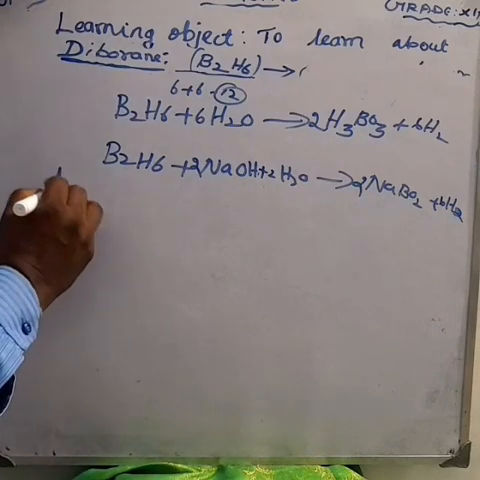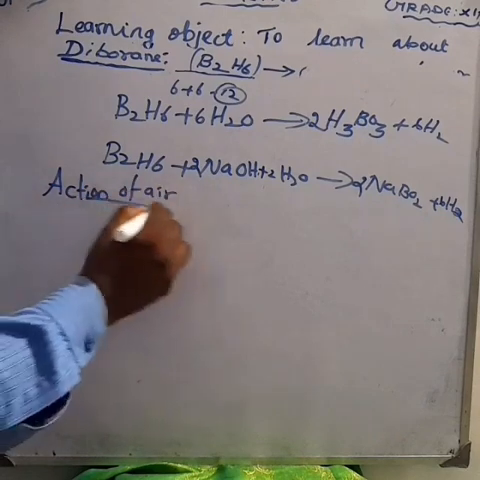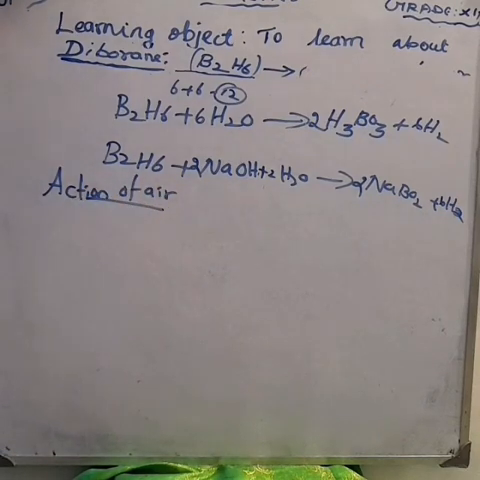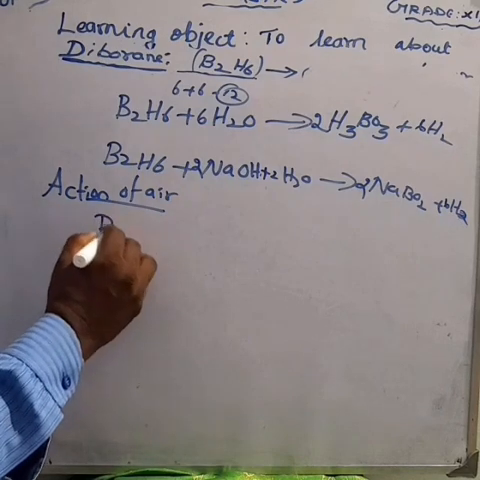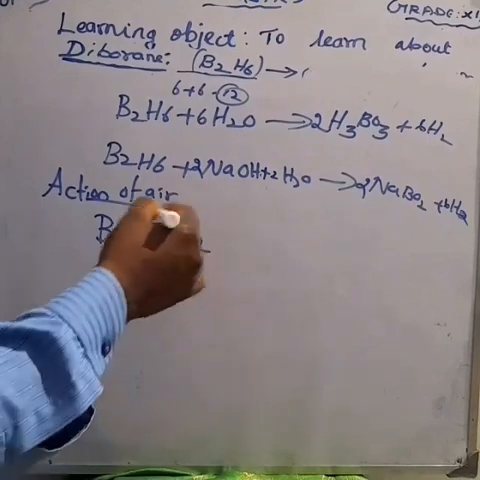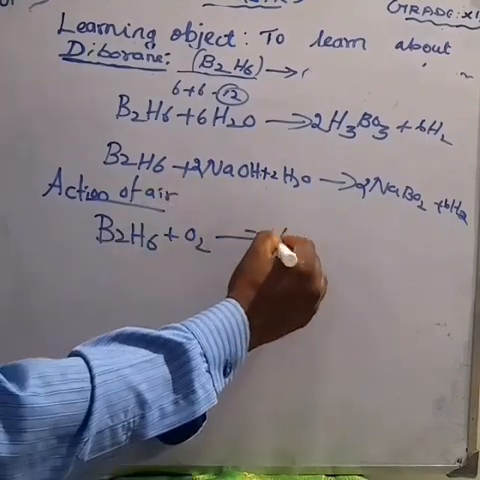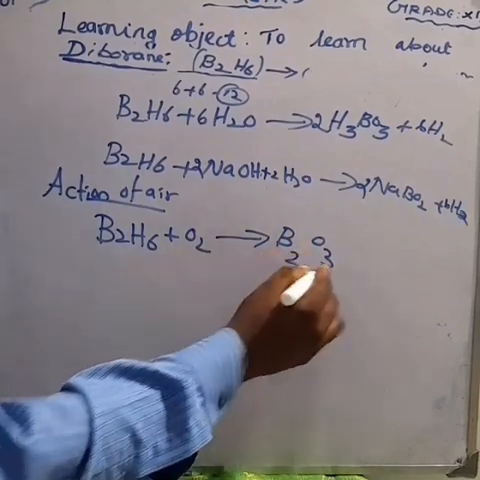Next about action of air. Listen all of you. Pure diborane does not react with the air or oxygen at room temperature. Okay, but anyhow, the impure form of diborane reacts with the oxygen. We get boron trioxide, and also we get a large amount of heat energy.